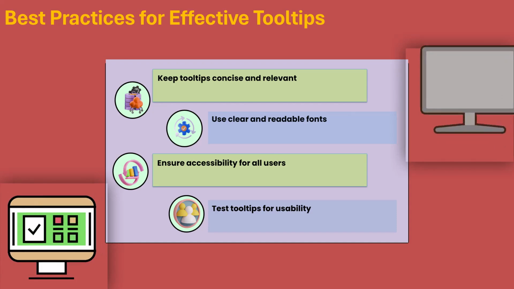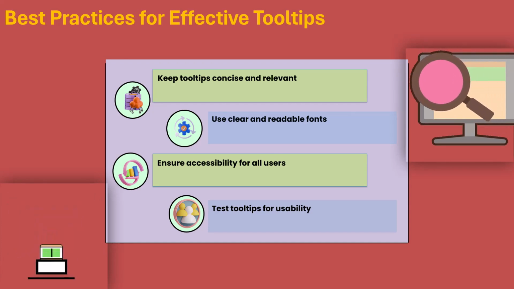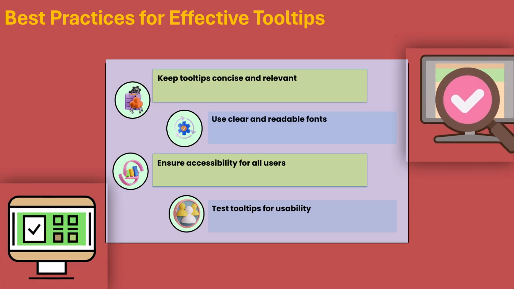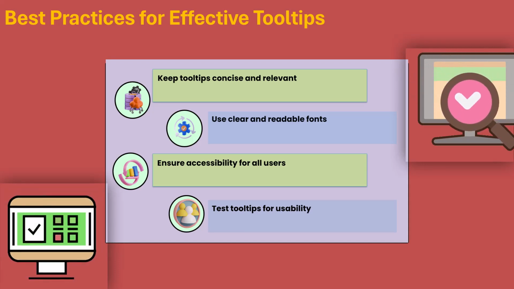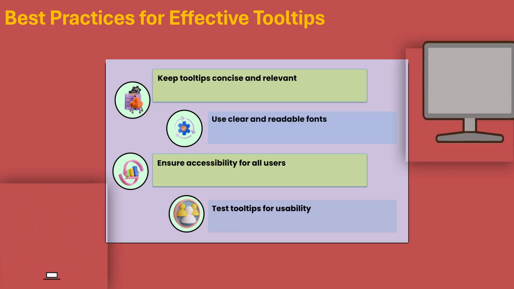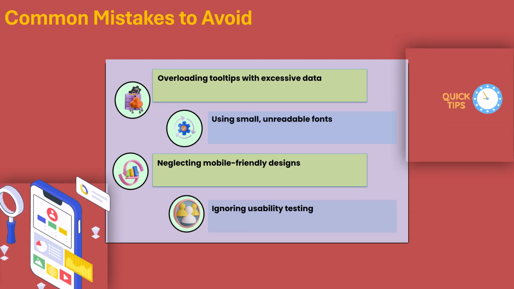A good tooltip is like a great tweet, short, impactful, and easy to read. We keep it concise, use legible fonts, and ensure accessibility because everyone deserves smooth user experiences. And of course, testing is key because a broken tooltip is just sad. Bad tooltips are a crime against usability. Ever tried reading microscopic text? Not fun. Overstuffed tooltips. Also not fun. Let's dodge these pitfalls by keeping tooltips clean, mobile-friendly, and well-tested so users don't rage-click out of frustration.